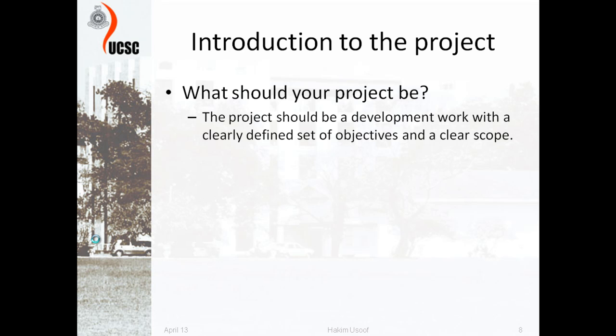So what should your project be, right? Generally, the way we look at it, your project should be a developmental project with a clear set of objectives and clear scope, right? Most people don't have an objective or a scope. When they write a dissertation, they write some objective and some scope, right? But initially, when you start a project, there should be some objective, right? And I'll give you some examples of objectives and scopes.